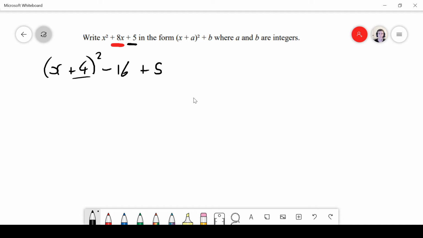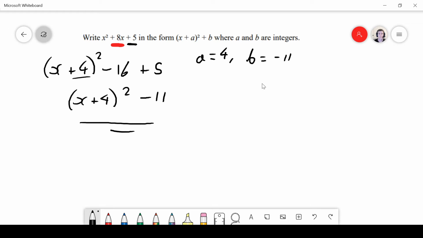So then this becomes x plus 4 all squared minus 11. And so that's in the form we want. For good measure, a is equal to 4, b is equal to minus 11. Now, just for good measure as well, the actual turning point of this graph is going to be minus 4 comma minus 11. Remember, it's minus whatever is inside this bracket, and then whatever is outside here is the y coordinate, and this minus is the x coordinate. So it becomes minus 4 comma minus 11. There we go.